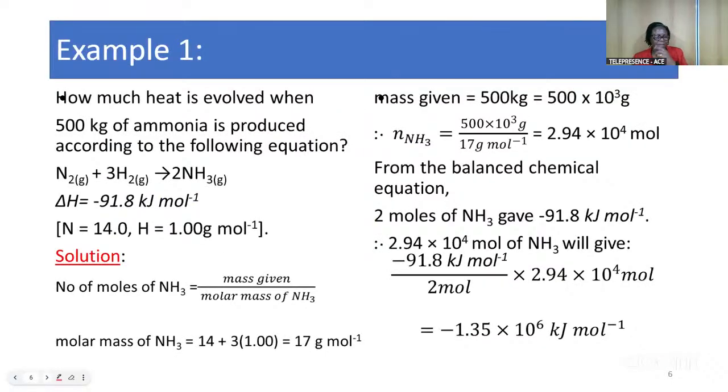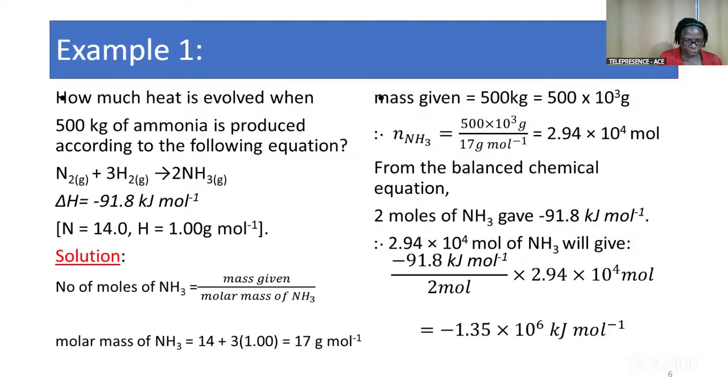So let's take a few examples. The first example here says how much heat is evolved when 500 kilogram of ammonia is produced according to the following equation. N2 plus H2 giving NH3. The first thing you will do all the time, like I told you, is to balance it. But interestingly, this has been balanced for you. But always endeavor to examine it.